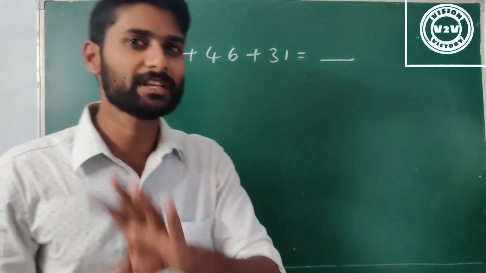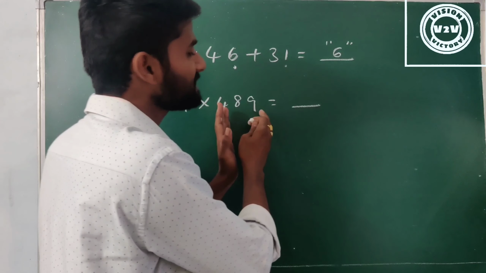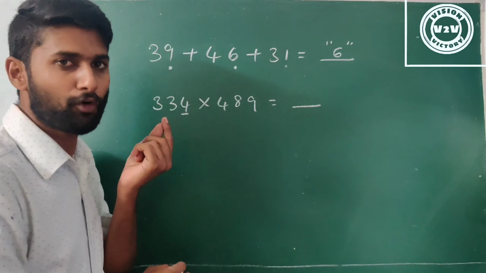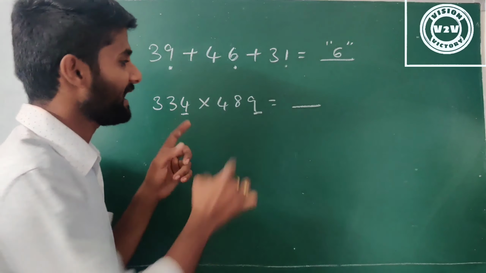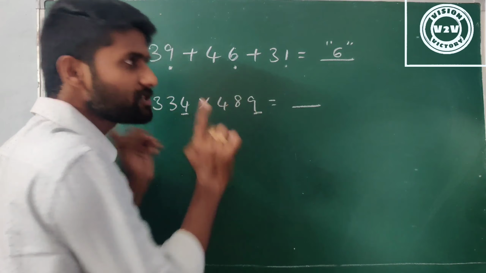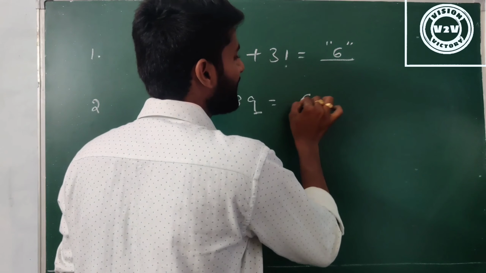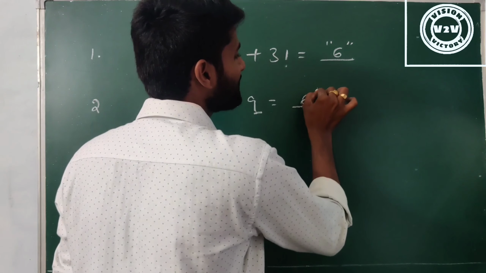Clear? And the second one, for example, 334 into 489 is exactly equal to how much in units place. They have given the resultant in terms of multiplication, so don't multiply the entire 3-digit by the 3-digit number. First, focus on the units place. For this number it is 4, here the number is 9. So multiply these two numbers only. 9 4s are 36. 36 means we get 6 as the units place resultant of this particular product.